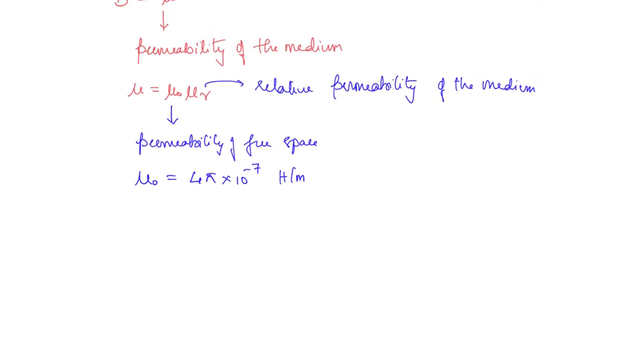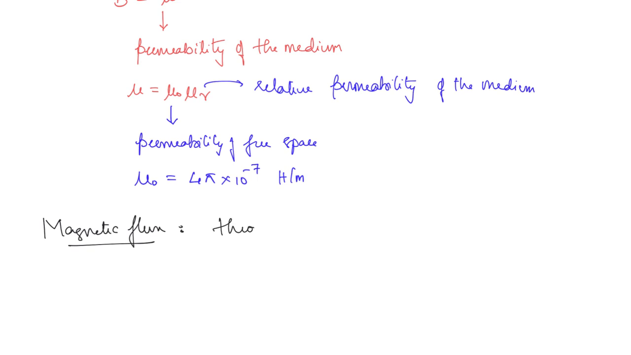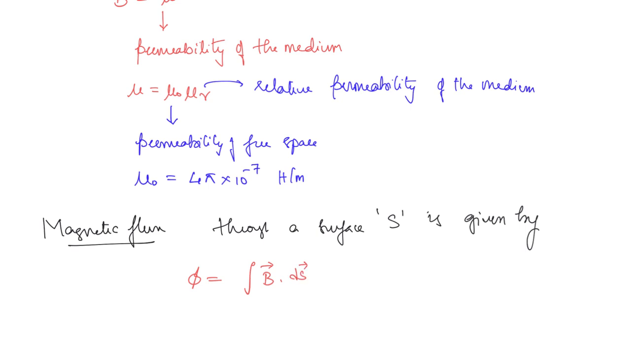Now next is magnetic flux. This is nothing but, if you take a surface area, the flux that is passing through it is called the magnetic flux. So the magnetic flux through a surface S is given by phi is equal to integral B bar dot ds bar, magnetic flux density into elementary area, integrated.